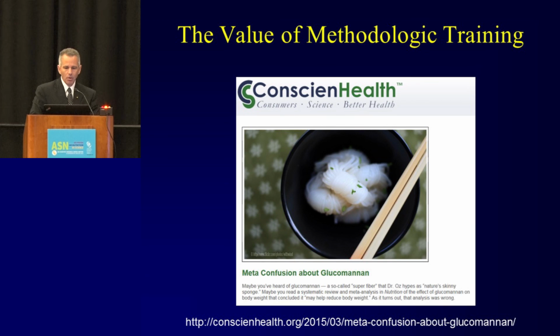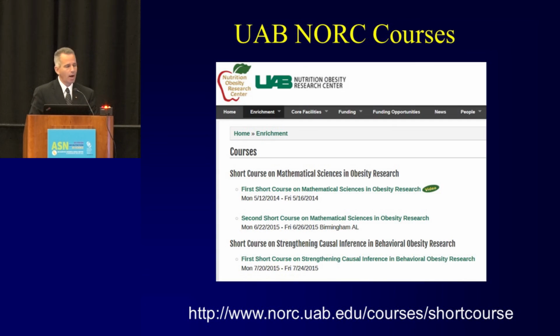We know that methodologic training is important. This is from a meta-analysis we helped some people correct. They initially got a significant effect of glucomannan on weight loss. We found that they didn't know how to calculate standard deviations properly. They had actually gotten a negative standard deviation, which, since it's the square root of a squared number, unless you're dealing with imaginary numbers, you can't have. We helped them correct this. They didn't want to make this mistake. They didn't have the statistical training. We need more statistical training out there. We try to give some of that.